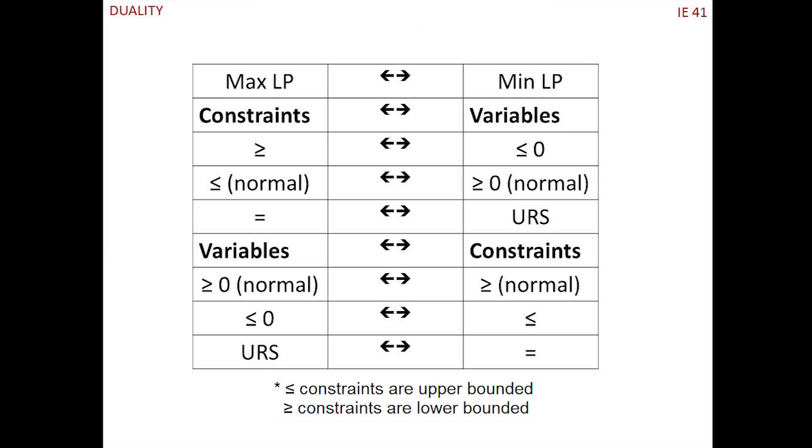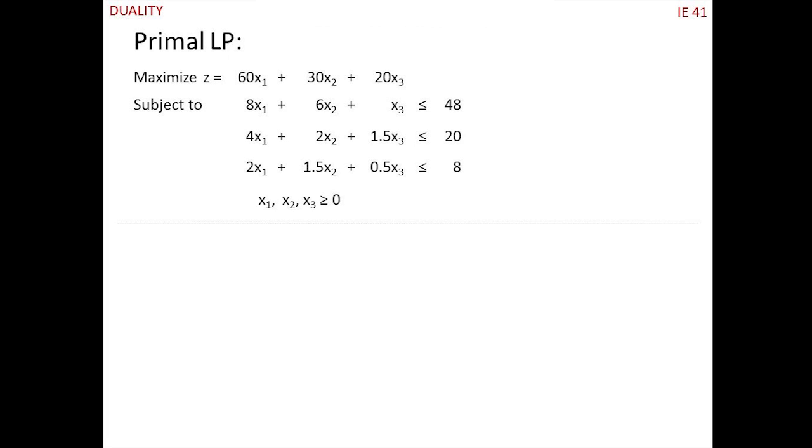For example, we are given the following normal maximization LP. Max z is equal to 60x sub 1 plus 30x sub 2 plus 20x sub 3, such that 8x sub 1 plus 6x sub 2 plus x sub 3 is less than or equal to 48. 4x sub 1 plus 2x sub 2 plus 1.5x sub 3 is less than or equal to 20. 2x sub 1 plus 1.5x sub 2 plus 0.5x sub 3 is less than or equal to 8, while x sub 1, x sub 2, and x sub 3 are all greater than or equal to 0.